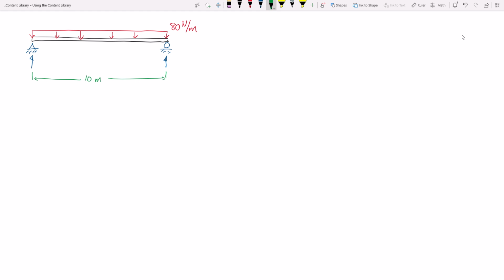It's symmetric, right? This beam exhibits symmetry. So what does that mean about the reactions? They're equal, right? So what's the total amount of load on the beam? 800 newtons. So watch this. By symmetry, that's how you determine the total amount of load on the beam. There's the reaction. Half goes on one side, half goes on the other.